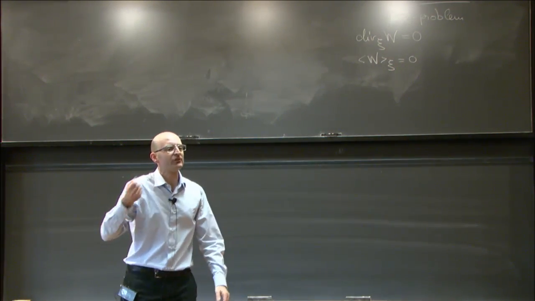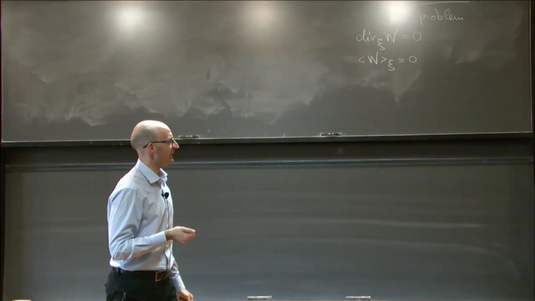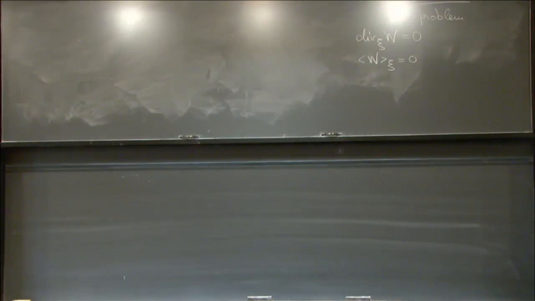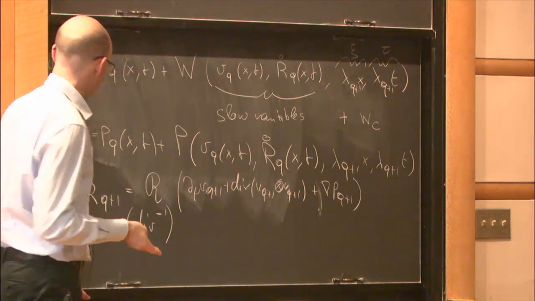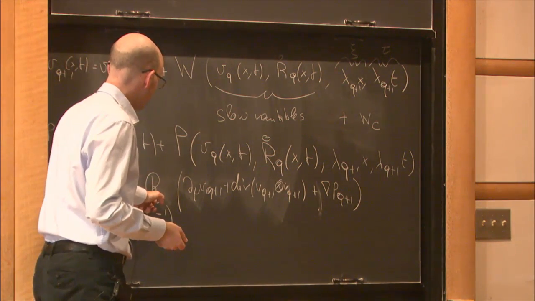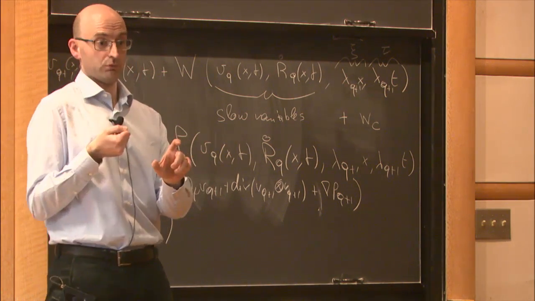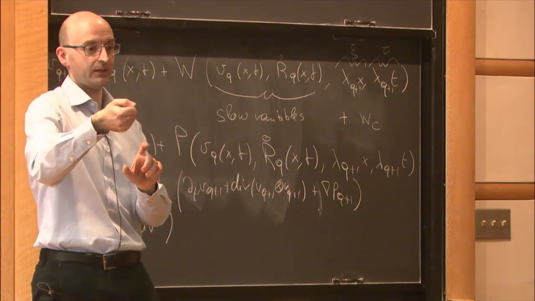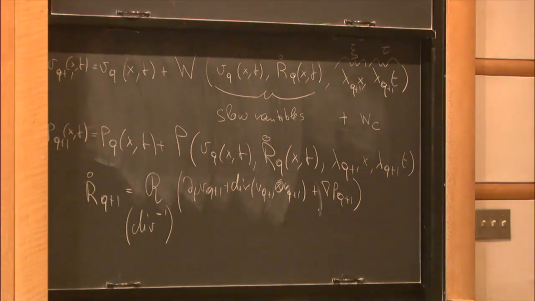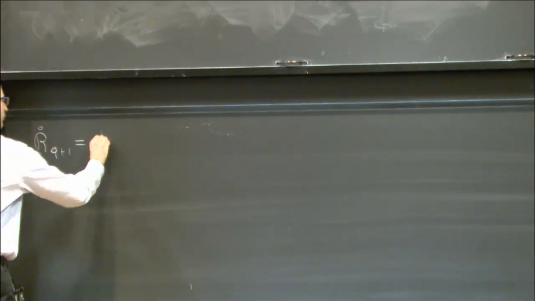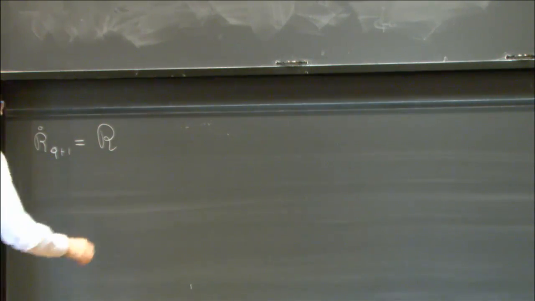OK, now I want to play the same game, on the much more complicated equation over here. And now I want to use the following rule of thumb. This operator R, which is like the divergence to the minus 1, is spitting out a 1 over lambda q plus 1 every time it is applied. So of course, if I'm doing that, R circle Q plus 1, which I want to be much smaller, is going to be this operator R.